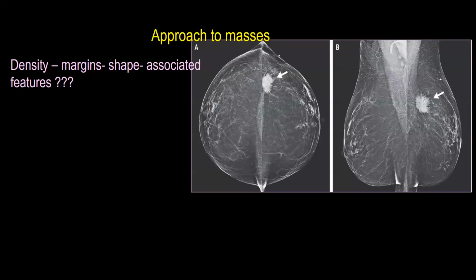So now I think you just need three words. Spiculated high density. Shape irregular. Spiculated high density irregular mass. And the associated features.